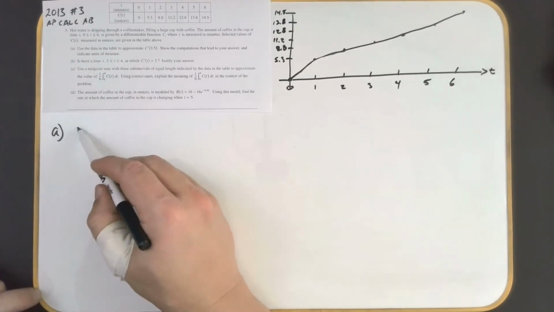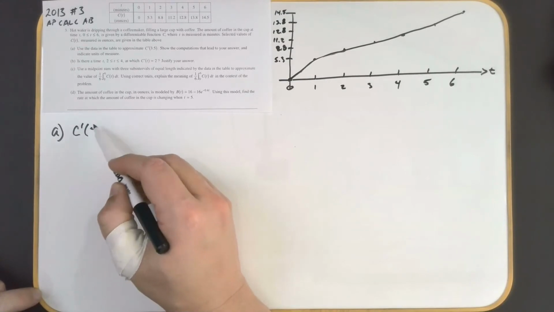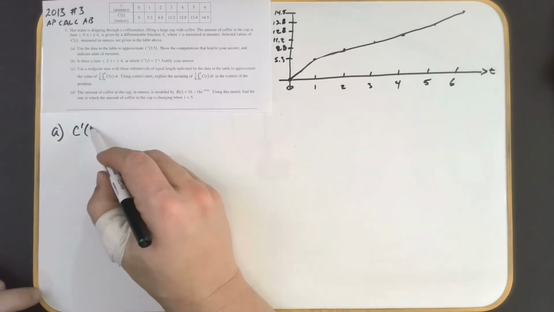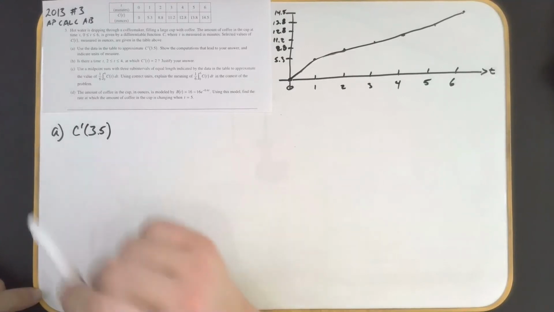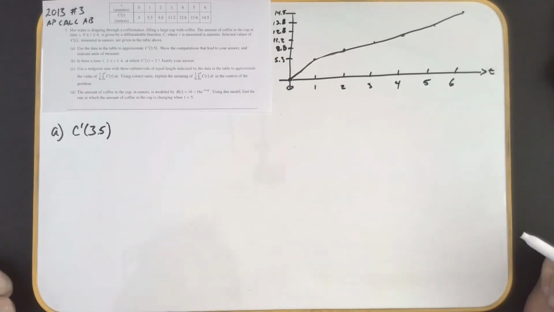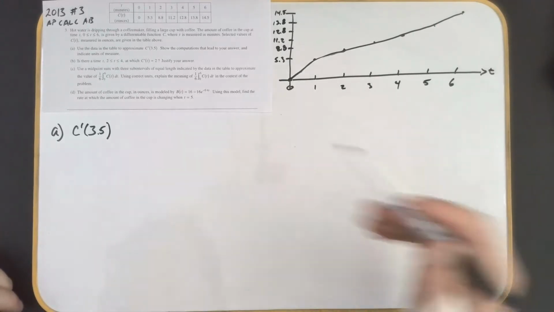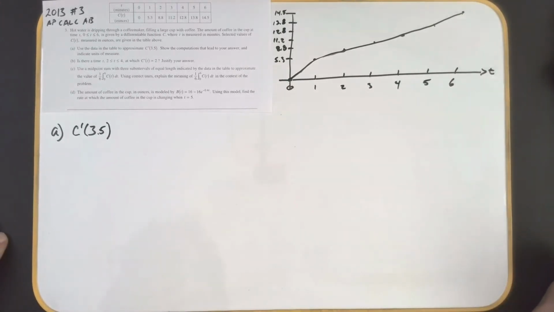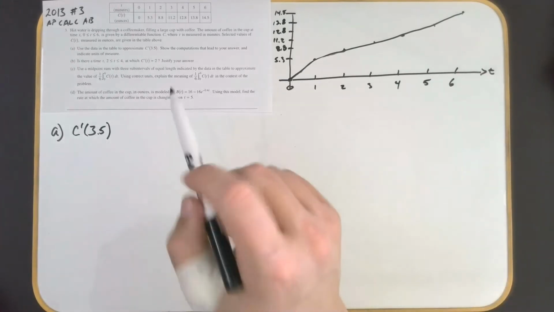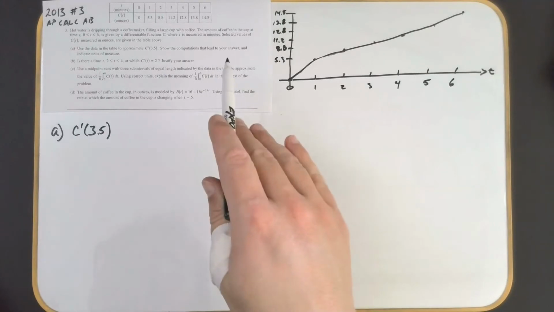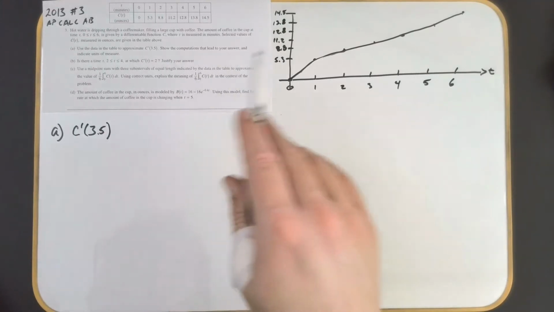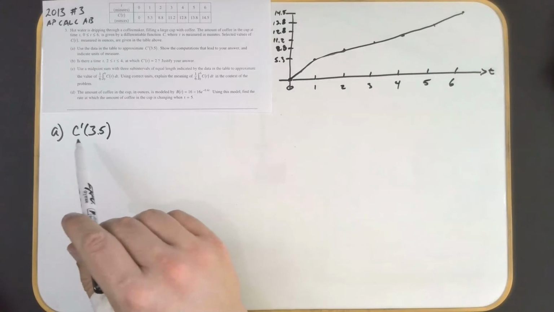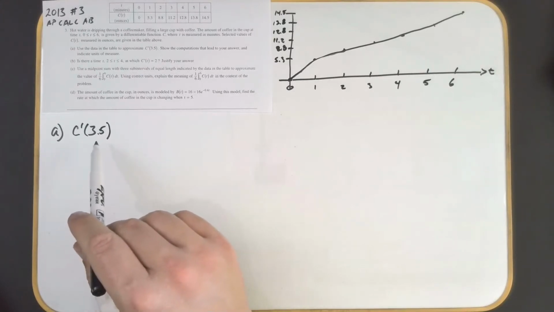So as I look at this, I'm saying, well, they want C prime of 3.5. And this is where hopefully you're getting to the point where you're saying, well, what if this would have been position, velocity, acceleration? The derivative of v would be acceleration. Well, this is just coffee in a cup. There's no special formulas here that you would know from other types of questions. But if C is volume in the cup, then C prime would be the rate the volume is changing. So here's the rate. Approximate the rate the volume is changing at 3.5 minutes.